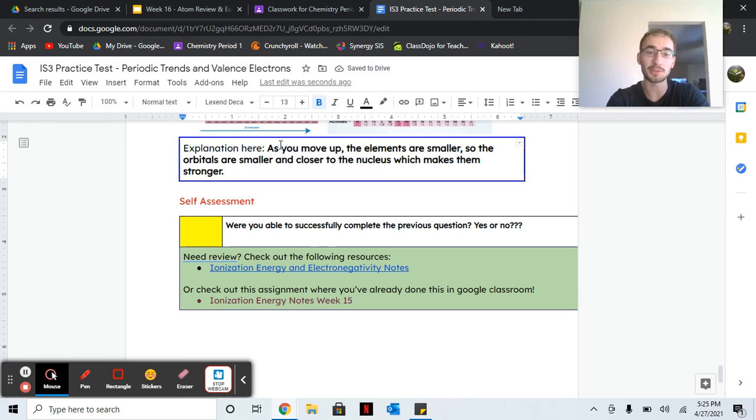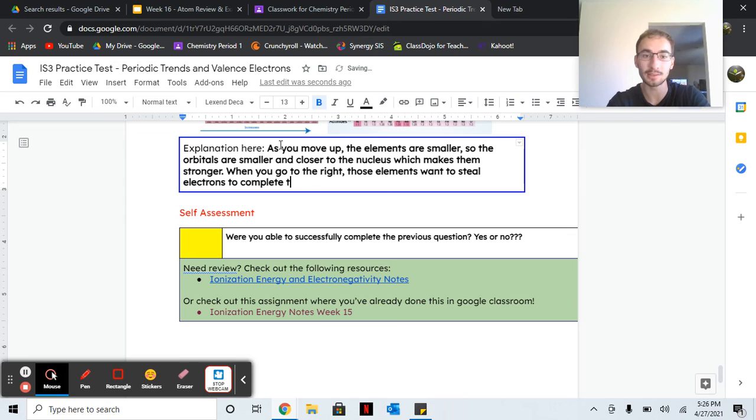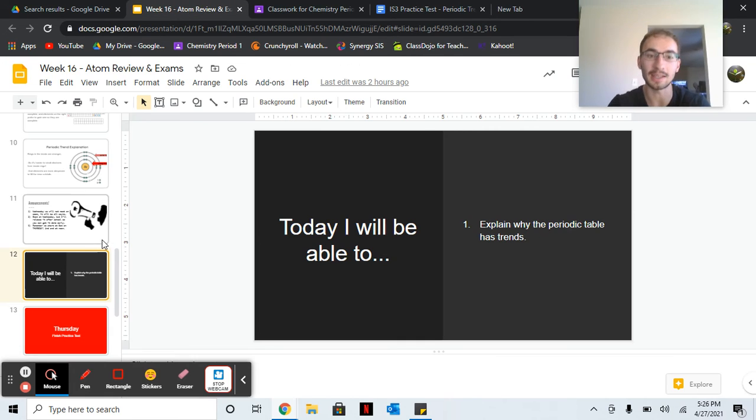The reason why they get stronger as you go to the right, those elements want to steal electrons to complete their orbital, usually so they can have 8 valence electrons. So that's the idea.